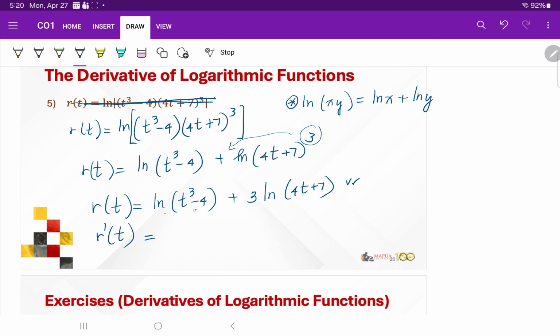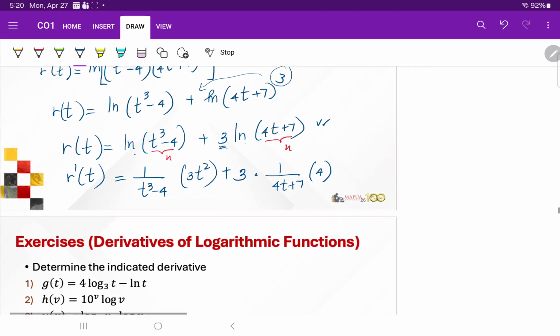So, ln of u. This is u. Hold on a second. This is your u. Here, this is your u. So, what's the derivative of ln of u? 1 over t cubed minus 4 times the derivative of u. Plus, here you have constant, which is 3, times the derivative of ln of u. So, 1 over 4t plus 7 times 4.